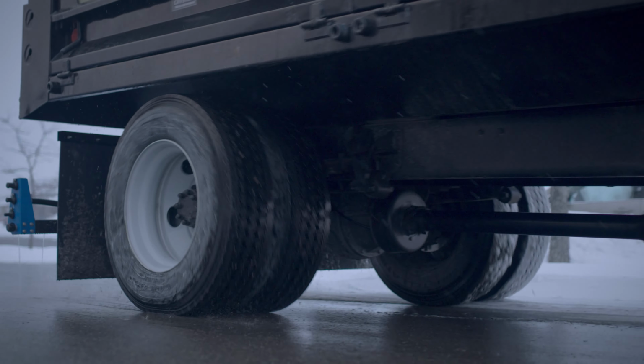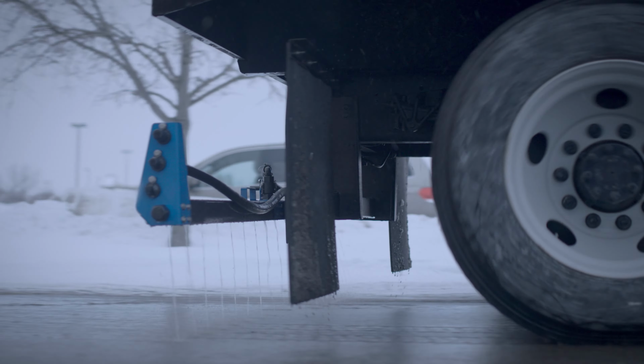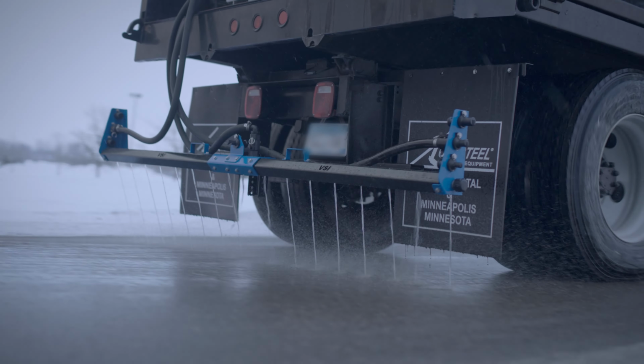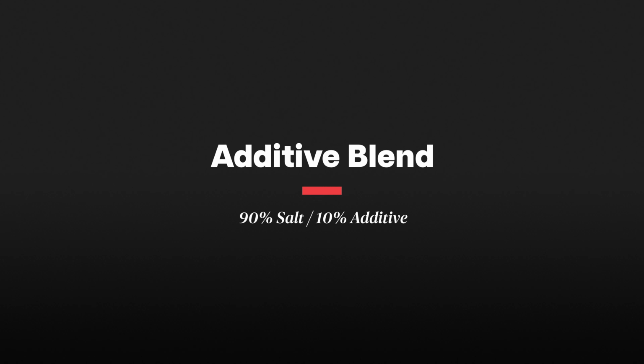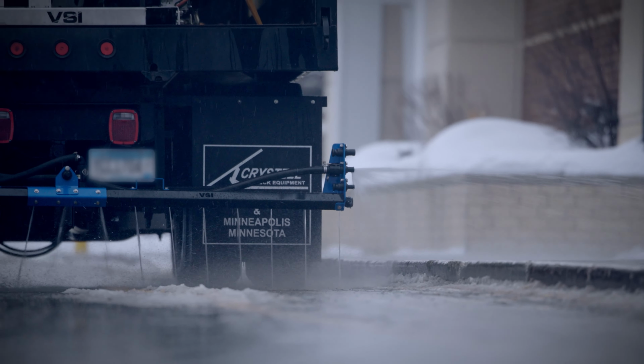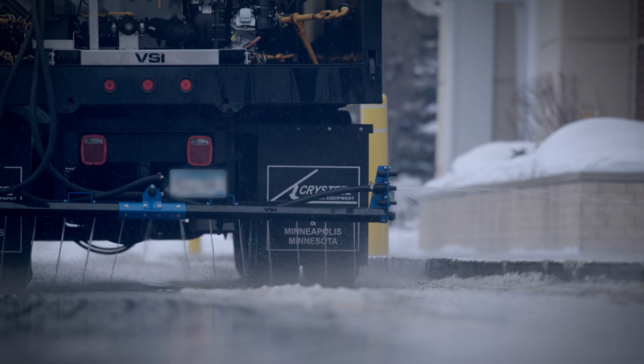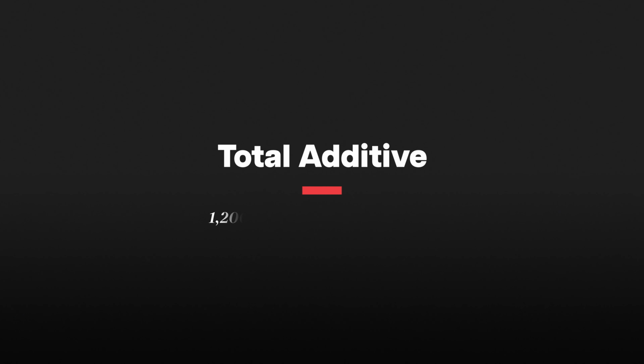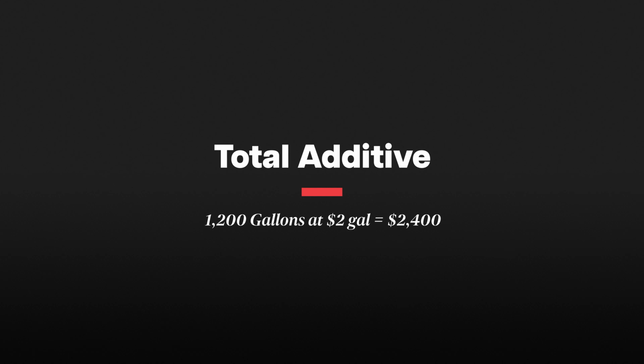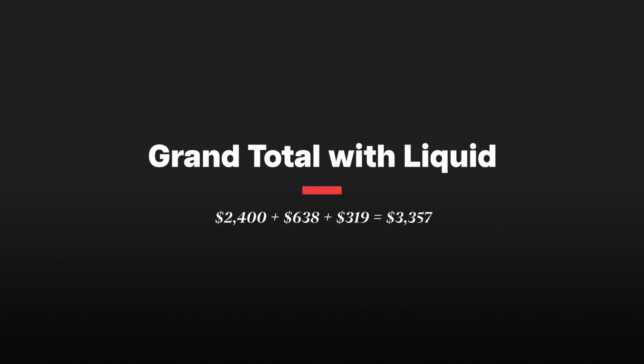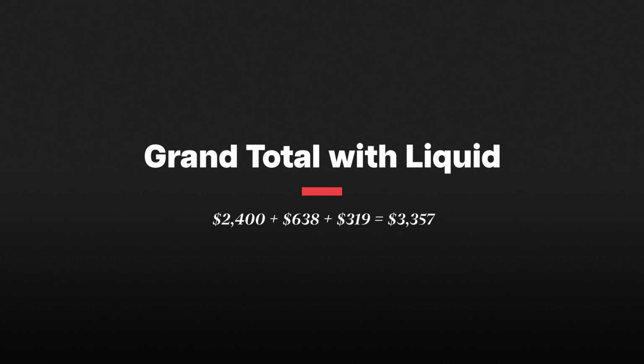We're going to assume that all the brine applied was a 90-10 blend of salt brine to additive. The reason for this, again, is because we always recommend using a salt brine additive with our brine to get the most efficiency and effectiveness. The national average cost of this additive is $2 per gallon. So to cover all this ground on both our pre and post treatment, we're going to use 1,200 gallons of that additive at a total cost of $2,400. If we take the $2,400 plus the $638 for the post treatment with brine and the $319 for the pre-treatment with brine, our total cost to treat all of our sites is $3,357.